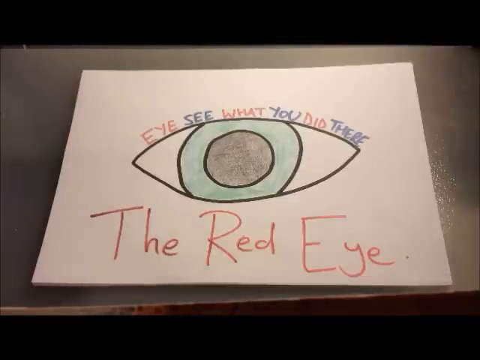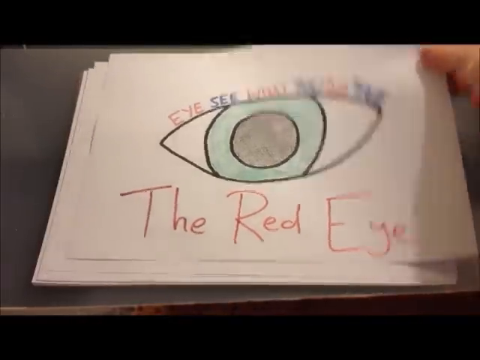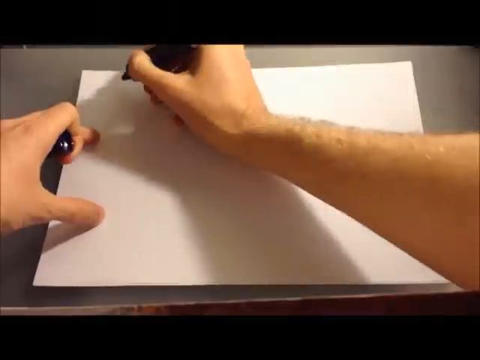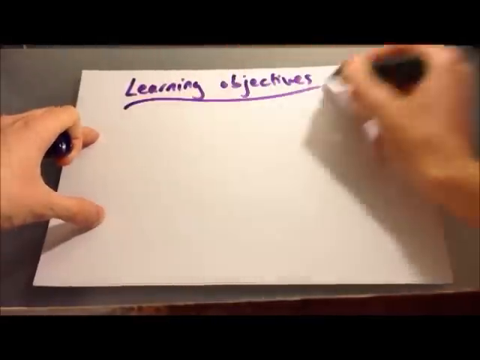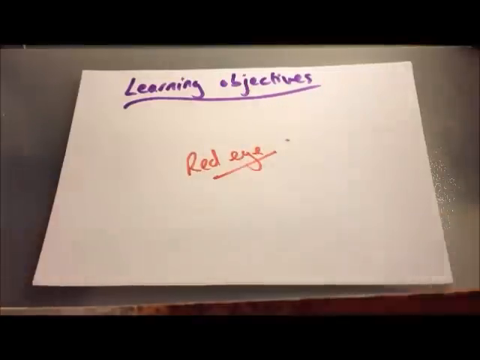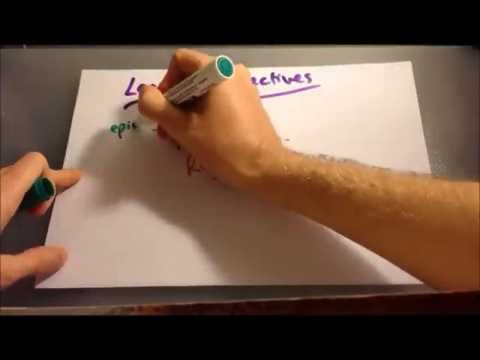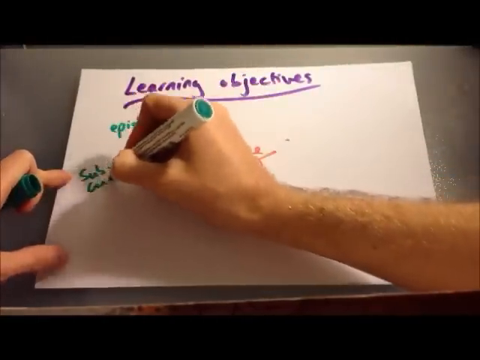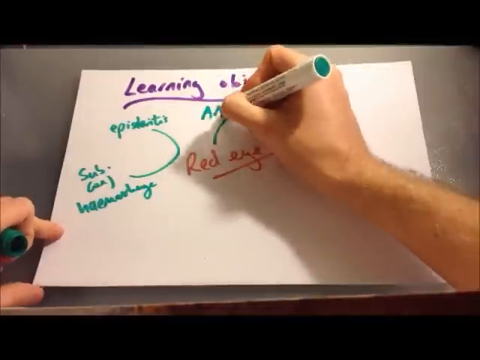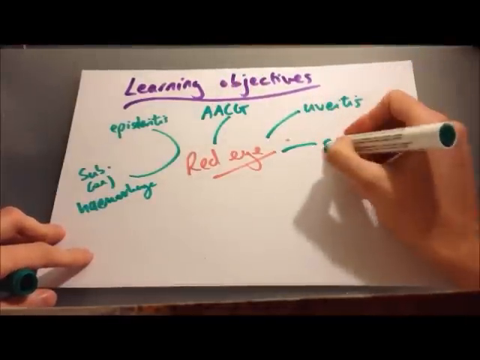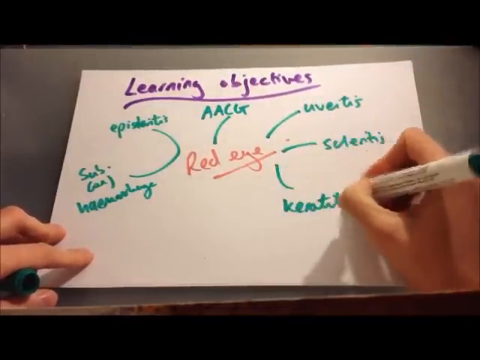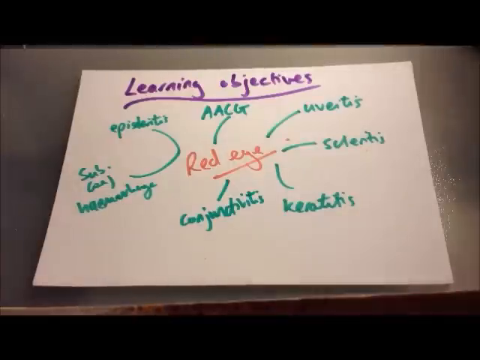Hello, so this teach is going to be on the red eye and the main differential diagnoses for it. The learning objectives for this teach are going to be the main differentials for a patient presenting with red eye. So we're going to start with episcleritis and subconjunctival haemorrhage, moving on to acute angle closure glaucoma, uveitis, scleritis, keratitis, and conjunctivitis. And we'll be looking at what each condition is, how it presents, and how you'd manage it.